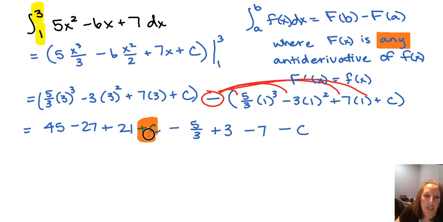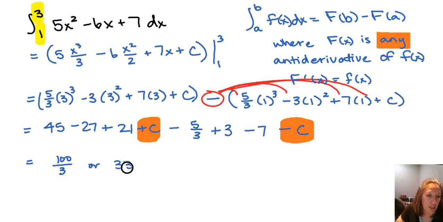Now, as you see, we've got a plus c and a minus c. It does not matter what c is, those are always going to add to 0. And then if we combine like terms on the rest of it, we get a common denominator of 3, and we get 100/3 or 33.3 repeating.